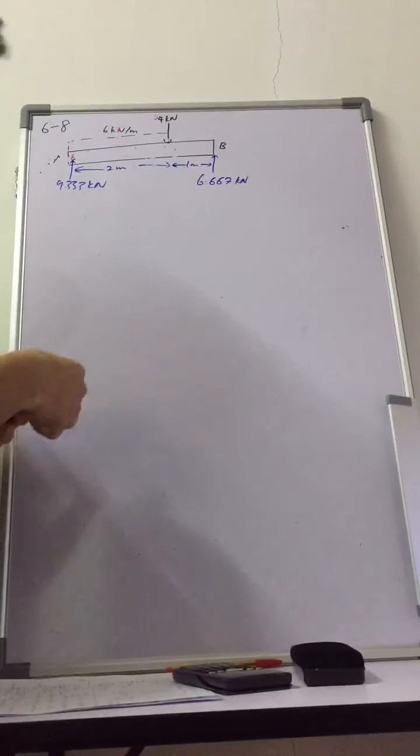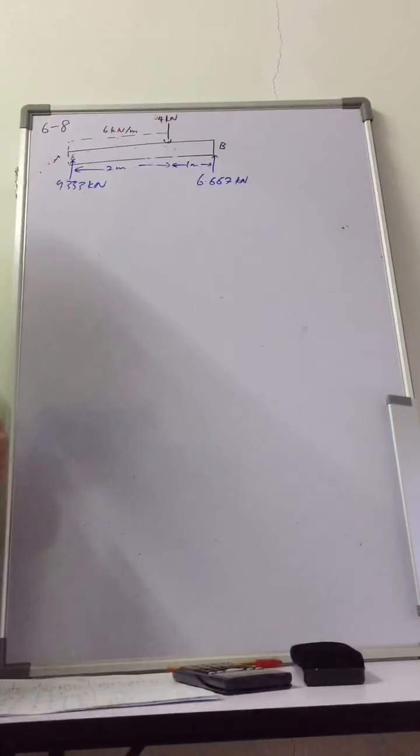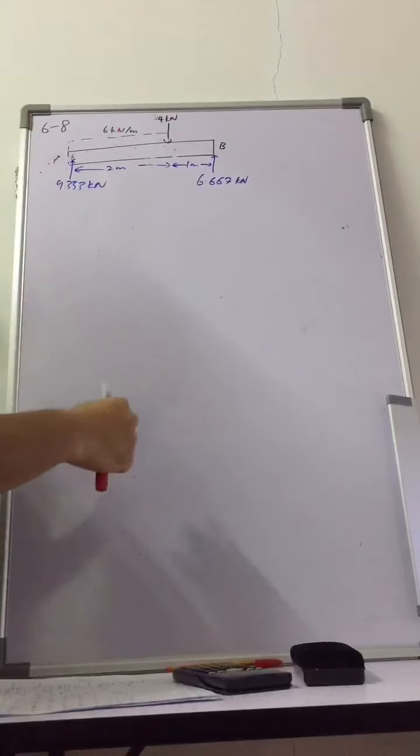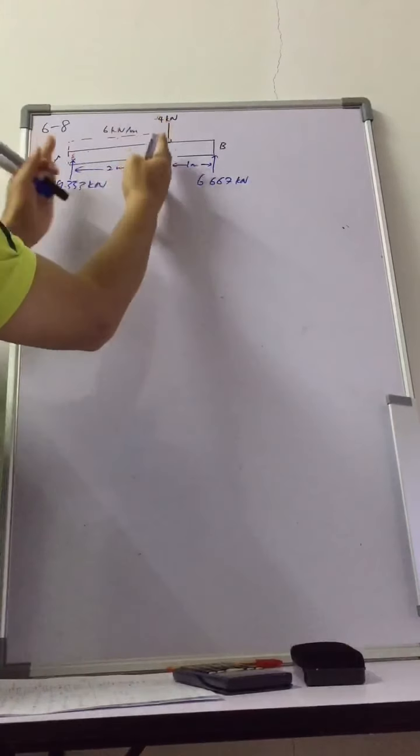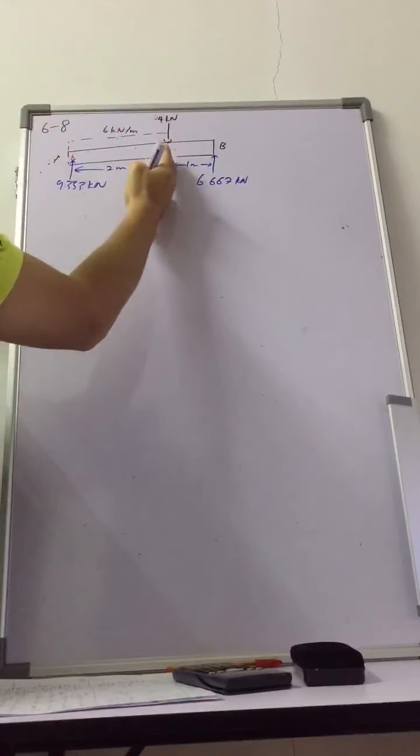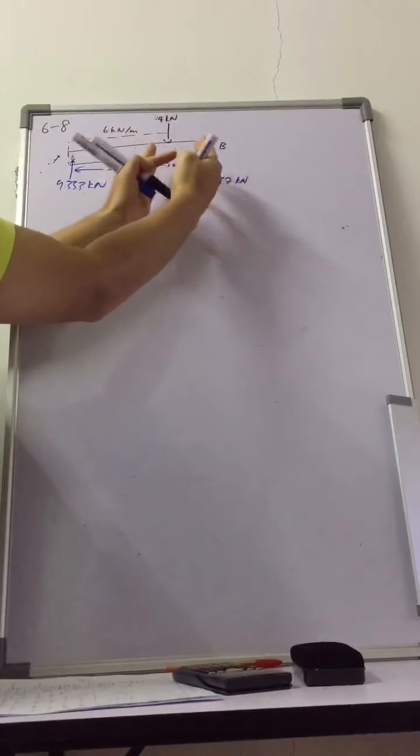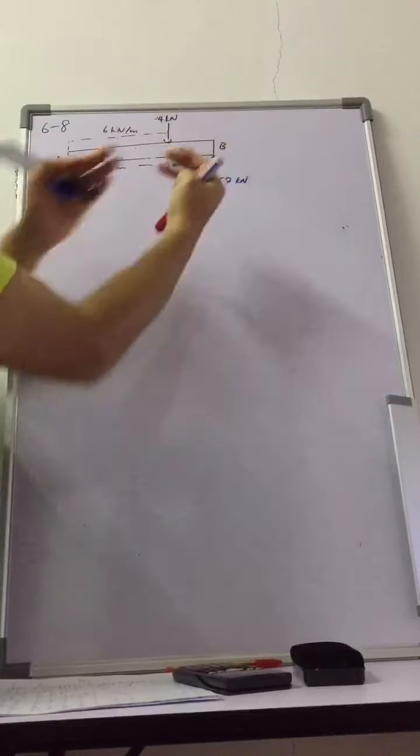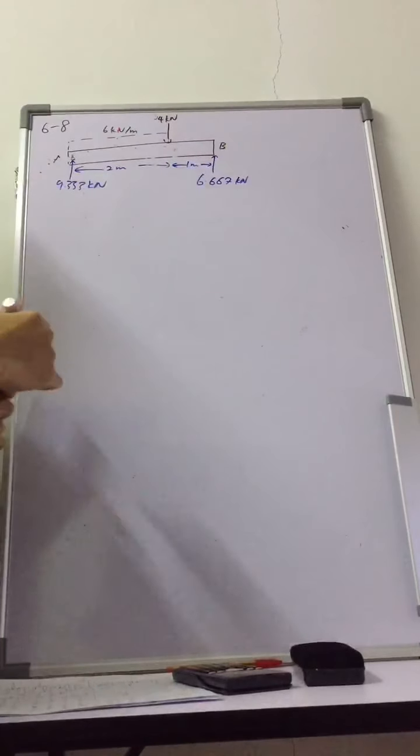So next, we have to determine how many cut sections that we need. There are two cut sections. First is this region, the 2 meter region from A, from the left. The second one is this, between 4 kN and B, with the support B.